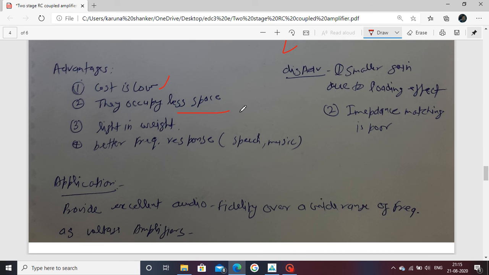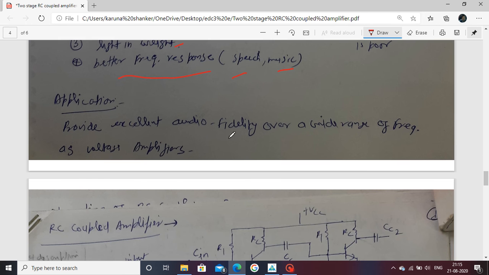less space is required, it is lightweight, and it has better frequency response in speech and music frequency ranges. Better frequency response when we use it in the audio range, such as 20 Hz to 20 kHz. Disadvantages: smaller gain due to loading effect, and second, impedance matching is poor. Impedance matching is poor, also explained in the next points.